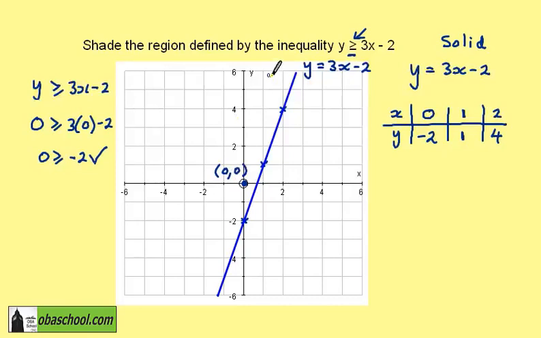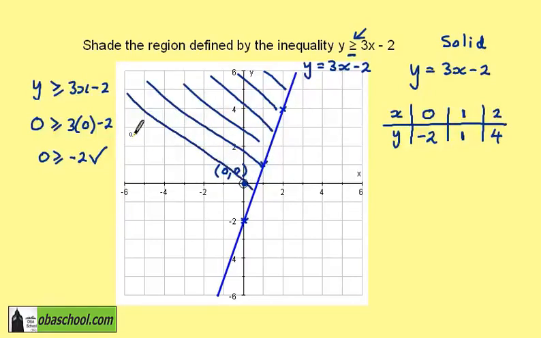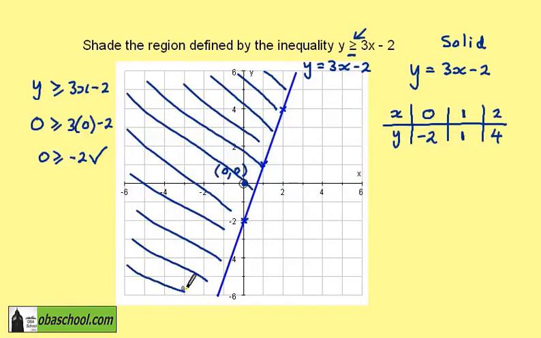So the region we want is this side of the line. We can always do this by using a test point. It doesn't matter what the test point is, but the origin is an easy one to take.